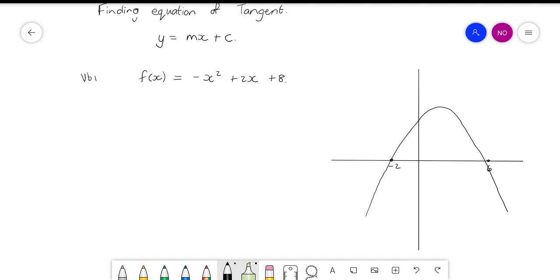Right? It doesn't have a place where it turns around and goes in the other direction. And this one only has one turning point. Nee? Unlike a cubic function, it only has one turning point. And I'm going to give you the value of the turning point as well. It's at 1 and 9.